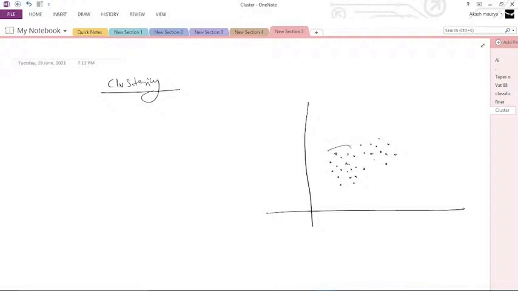So I will divide them: this is one cluster and this is the other cluster. So how did I actually do this? This is the method of clustering.